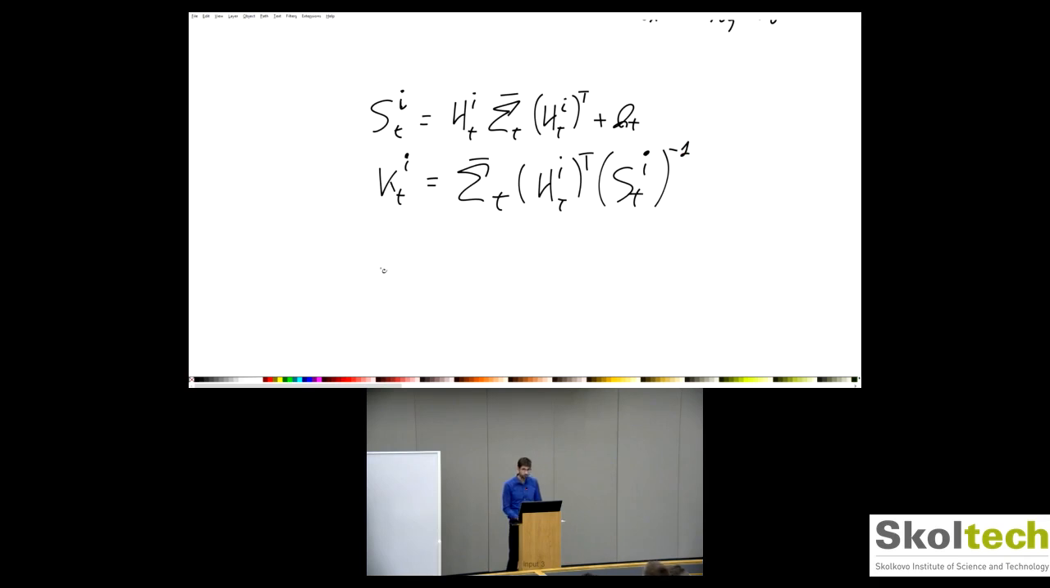This is Q of t. Remember, Q is the covariance for the noise that we add in the observation function. When we were defining the H function, we were always saying that there's going to be some noise that we add here.